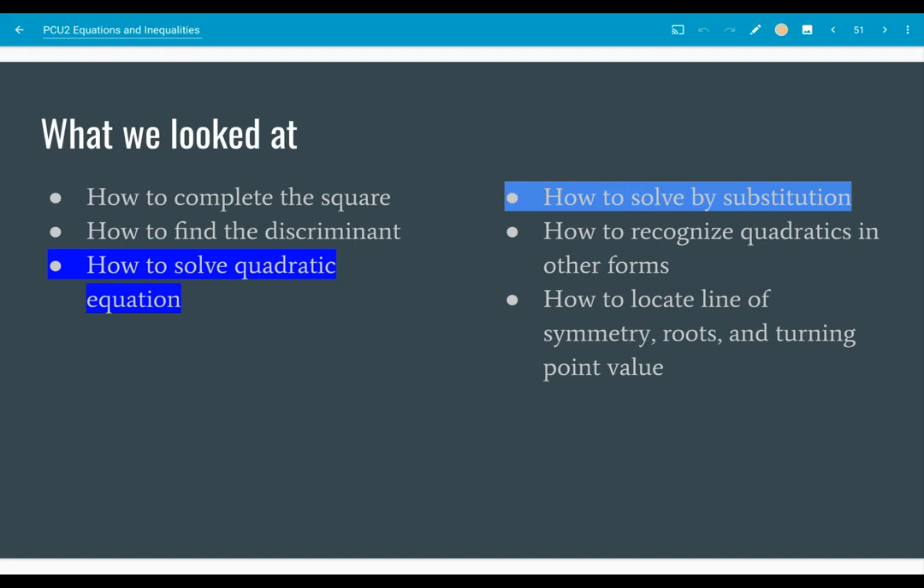So again, in this video, we looked at the quadratic formula, how to use it, and started to look at solving quadratics as systems of equations with some practice problems on that.